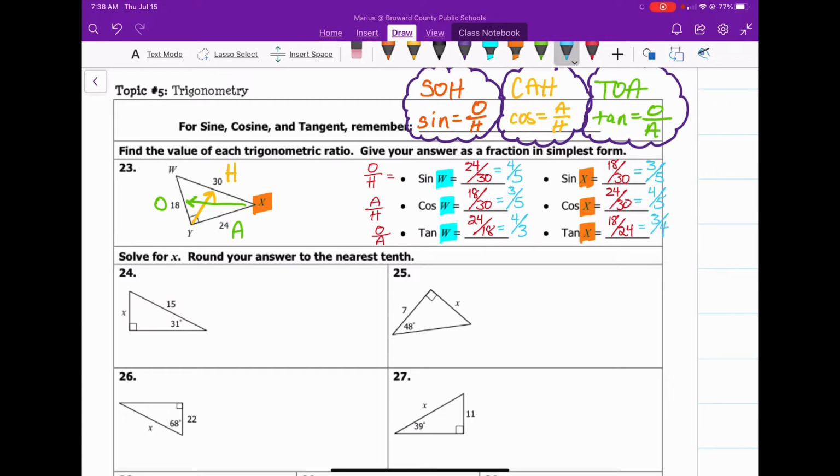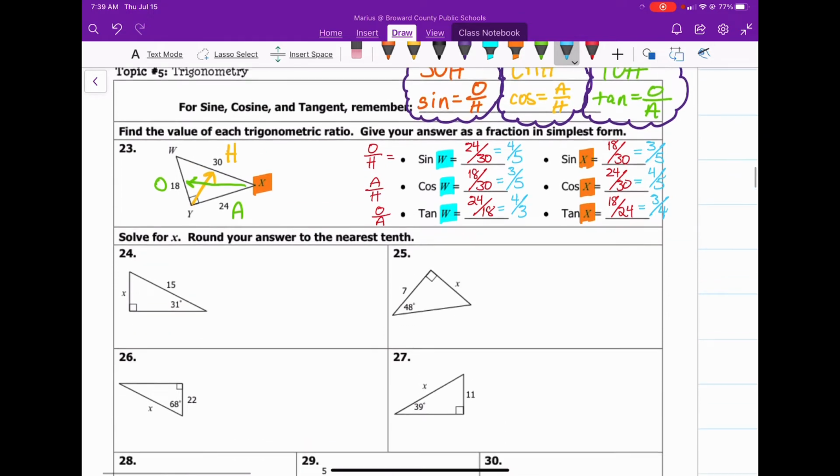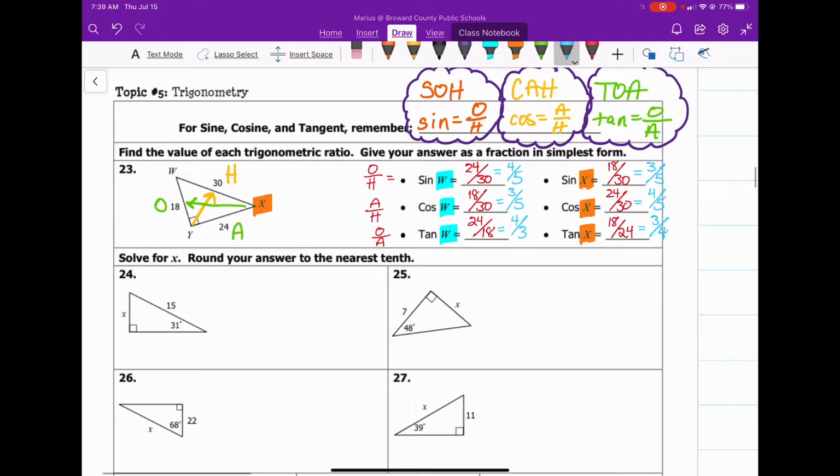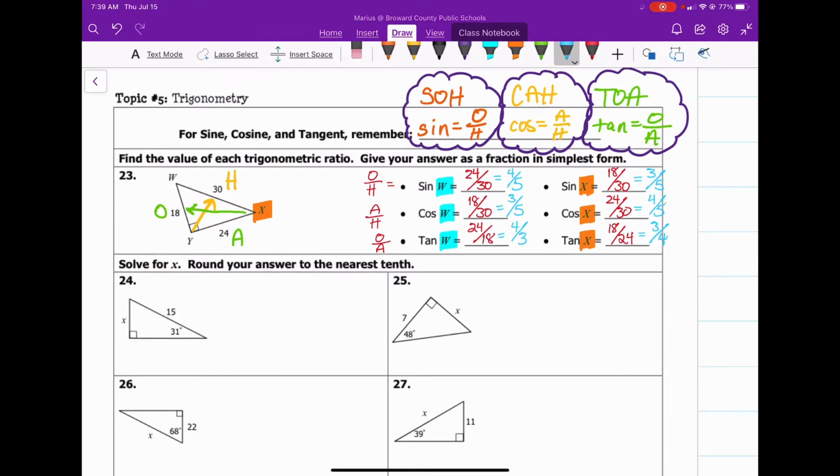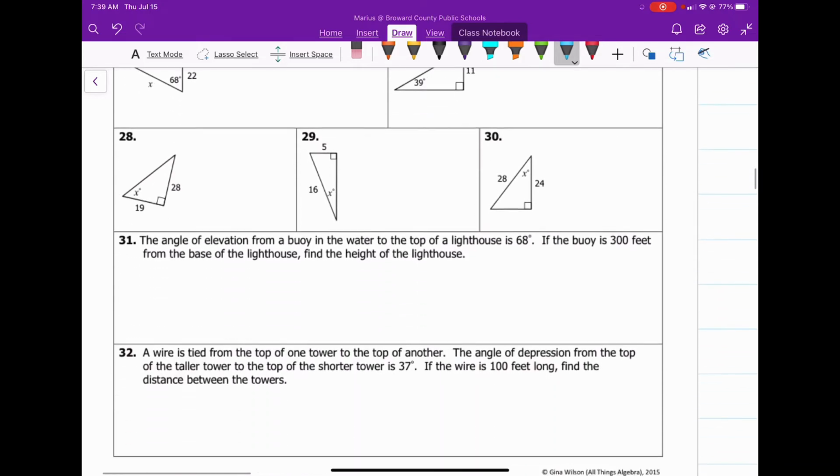That's a brief review of how to label your right triangles when using your trig functions, and how to actually apply them. Now we need to look at these answers down here. Because I'm going to be scrolling the screen during the video, these formulas won't be present. So if you're taking notes, make sure you have these written down so you can refer to them as I go through 24 through 32.